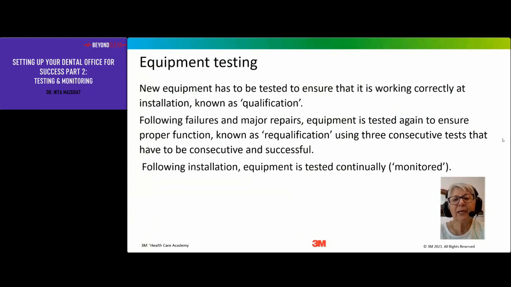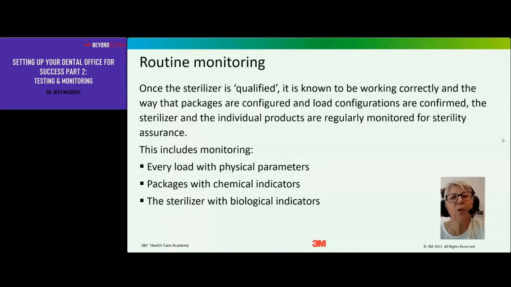Following installation, equipment is tested continually by monitoring. Now we're talking about what you do every single day. Once the sterilizer is qualified, it's known to be working correctly, the way that the packages are configured and the load configurations are confirmed, the sterilizer and the individual products are regularly monitored for sterility assurance. This is what you're doing. Every load with physical parameters, packages with chemical indicators, the sterilizer with biological indicators.